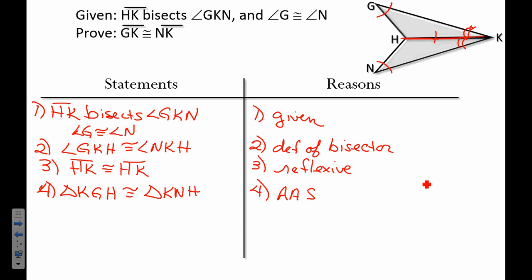And then finally, we can say what we're trying to prove. GK is congruent to NK by, what's our reason? What's our new theorem? So the process is always going to be get the triangles congruent, then the parts are congruent by CPCTC.